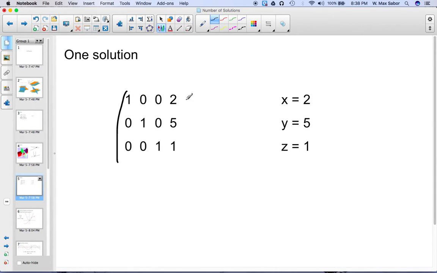In terms of a matrix, it would look like this, where when we solve this, the square matrix looks like the identity matrix, and then it doesn't matter what's in the right column because this is the identity matrix. When we solve it algebraically, we get x equals 2, y equals 5, and z equals 1, or some other triple if we're in 3 dimensions. If we're in 2 dimensions, we're only looking at 2 variables.